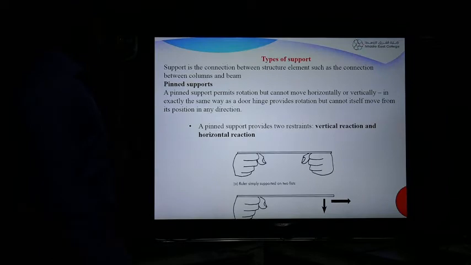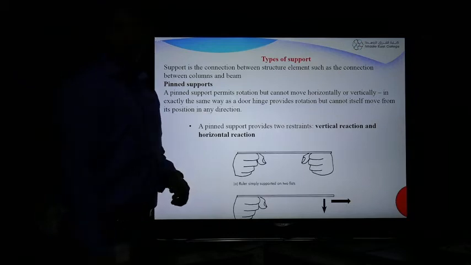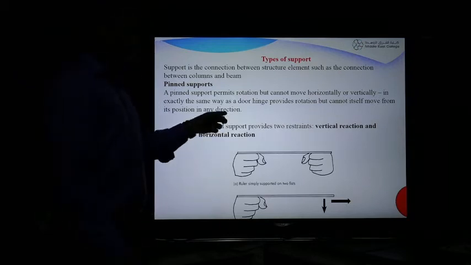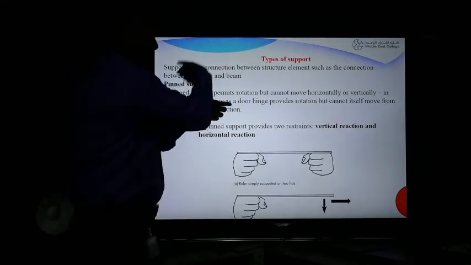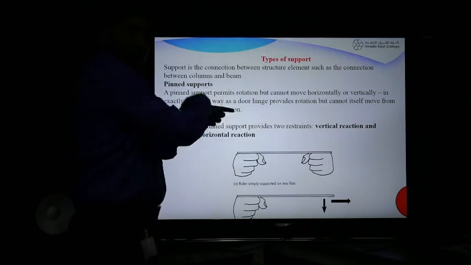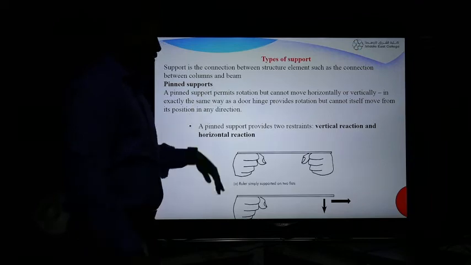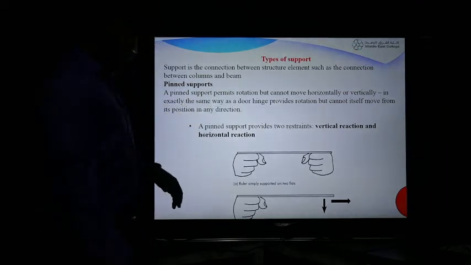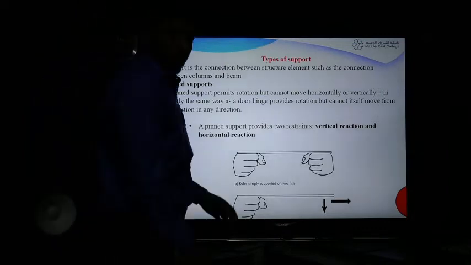The next support is the pinned support. What is a pinned support? A pinned support permits rotation but cannot move horizontally or vertically. If you have a pin and apply a small force, you can rotate it clockwise or anticlockwise, but it cannot move in the horizontal or vertical direction. It works in exactly the same way as a door hinge, which provides rotation but cannot itself move from its position in any direction.